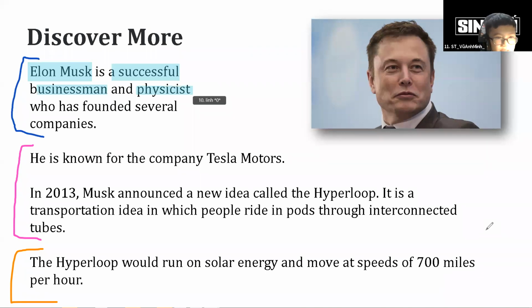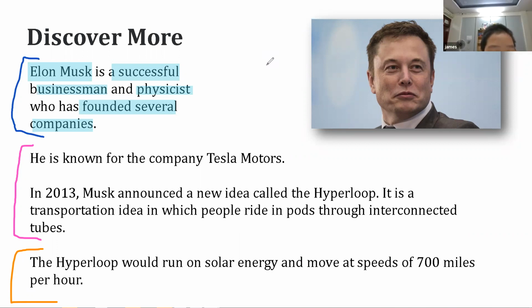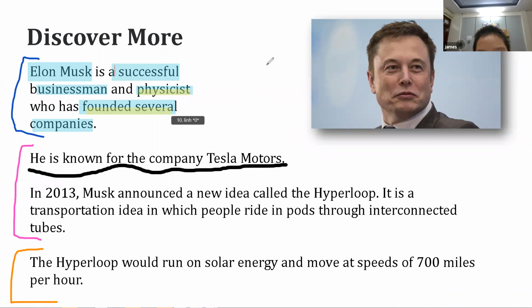Elon Musk is a successful businessman who has founded several companies. Nice. He is known for the company Tesla Motors. In 2013, Musk announced a new idea called the Hyperloop. It is a transportation idea in which people ride in pods through interconnected tubes. Nice.